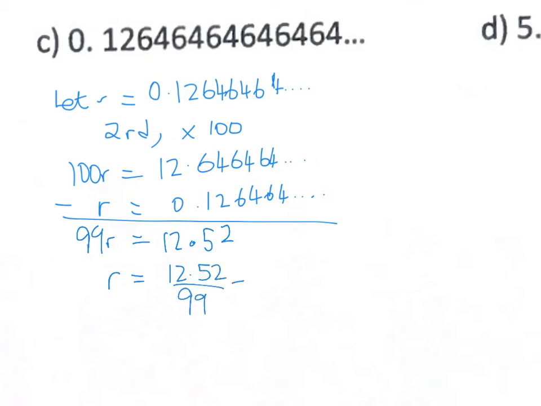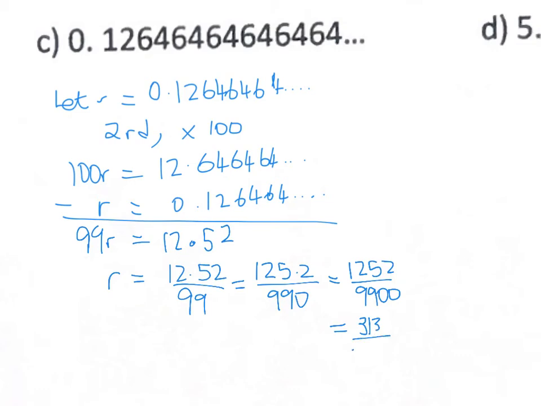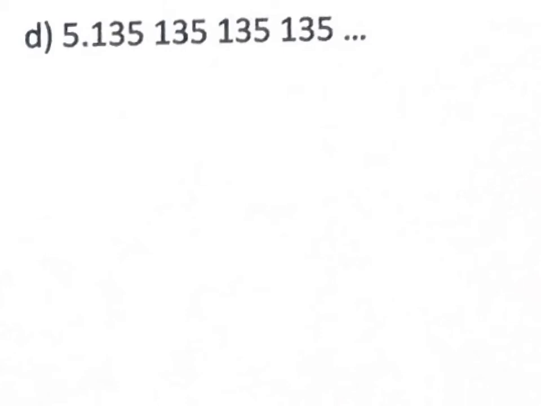Now this isn't very nice because we've got a decimal on the top. If we multiply top and bottom by 10, we'd get 125.2 over 990. Again, still not very nice. So we can multiply again, top and bottom by 10, and we get 1252 over 9900. Now this can be simplified. Whenever you do that, it simplifies down to 313 over 2475.